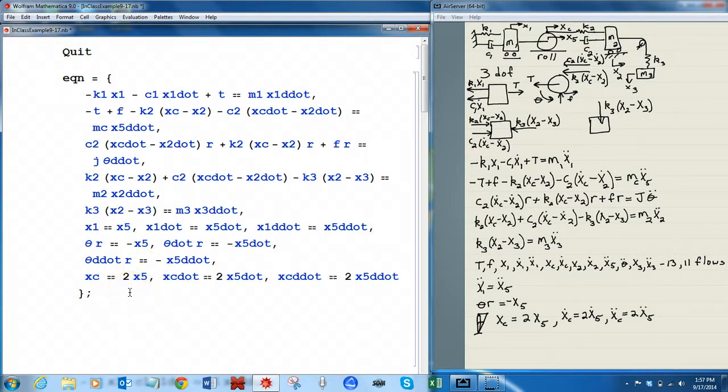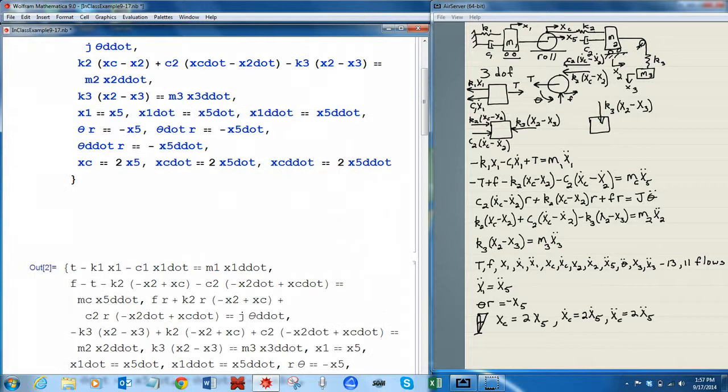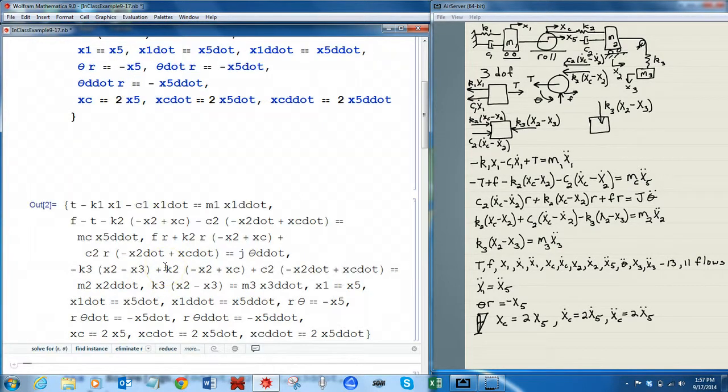So total, I have 14 equations. You can count those. 9 of those equations are the kinematic constraints. The semicolon at the end simply says I don't want to print the results of this. You can print them if you like. In fact, let me do that. I'll just hit enter. And here's the output from Mathematica, and it basically copies or tells me what it thinks I did.